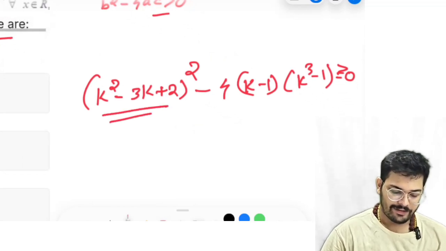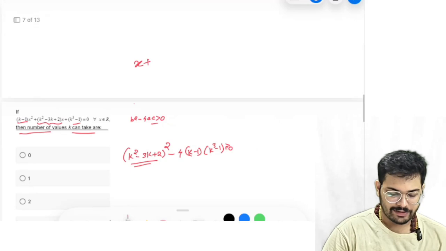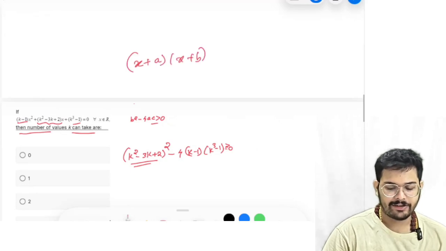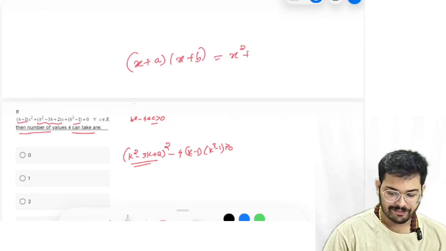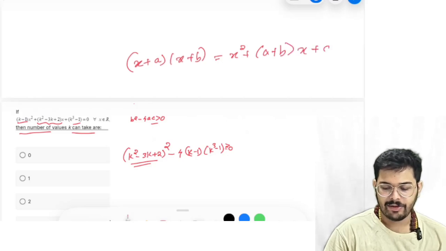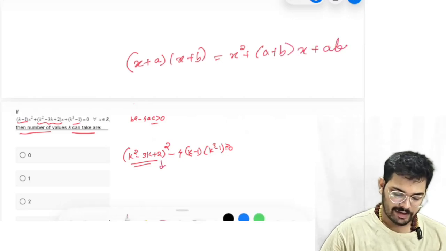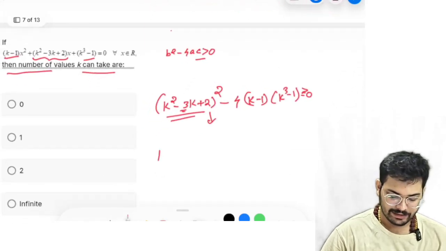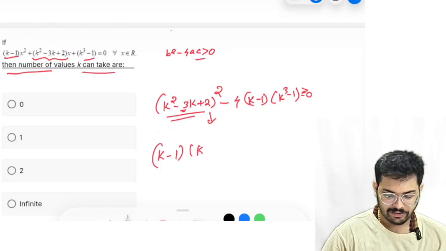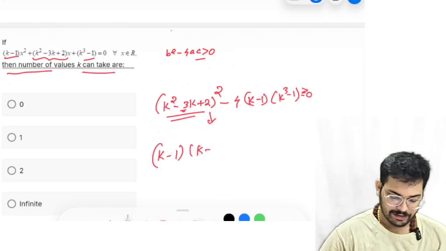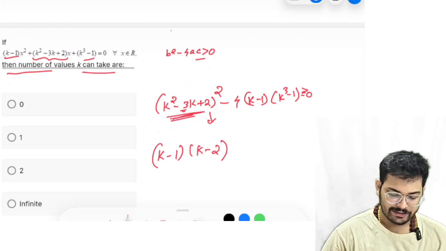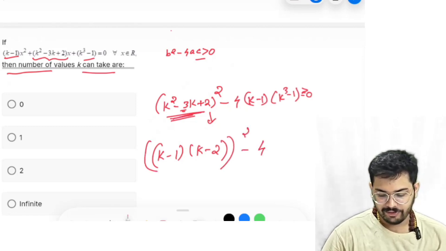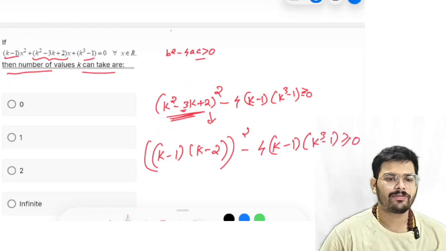Now this thing you can factorize. If you are familiar with the (x + a)(x + b) identity, which is equal to x² + (a + b)x + ab. Now you know that the product of -1 and -2 is 2 and the sum of -1 and -2 is -3. If you are familiar with that, you can directly write it as (k - 1)(k - 2), or you can go with splitting the middle term. So this is how we can factorize this: ((k - 1)(k - 2))² - 4(k - 1)(k³ - 1) ≥ 0.